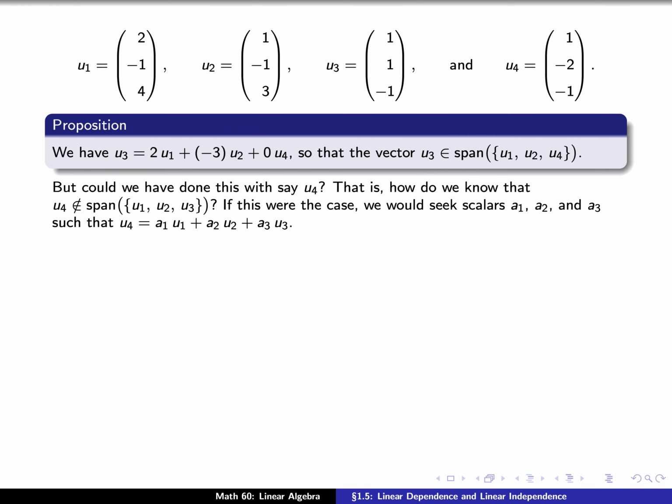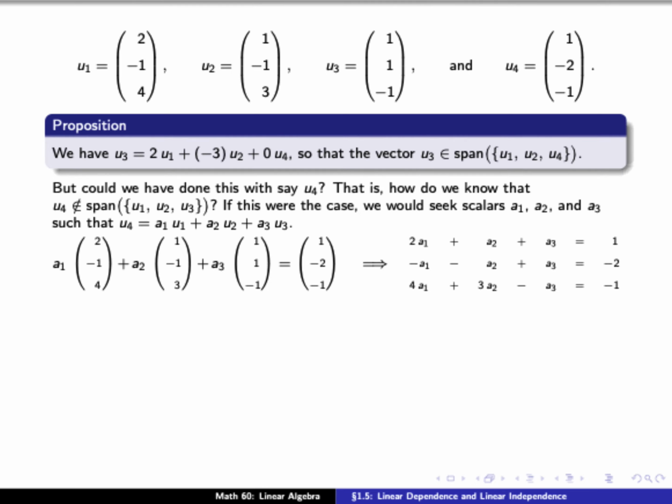Well, if this were the case, then we should be able to write u sub 4 as a linear combination of u1, u2, and u3. That is, expanding all of this out, we would expect to find scalars a1, a2, and a3, where here we have a sum of vectors, and by looking at the first, second, and third rows, we would find a system of 3 equations and 3 unknowns.